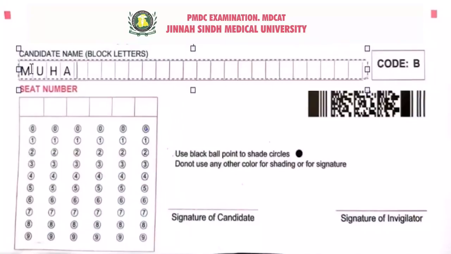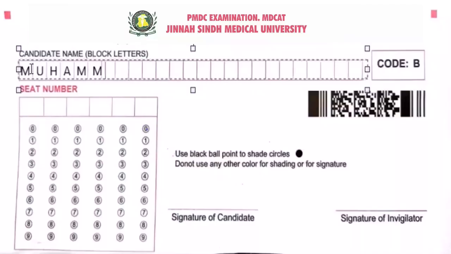Please write your name in capital letters using one box for each letter. Leave one box empty after each name. For example, if your name is Muhammad Khurram Ejaz, you would write Muhammad, then leave an empty box, then Khurram, then an empty box, and then Ejaz.